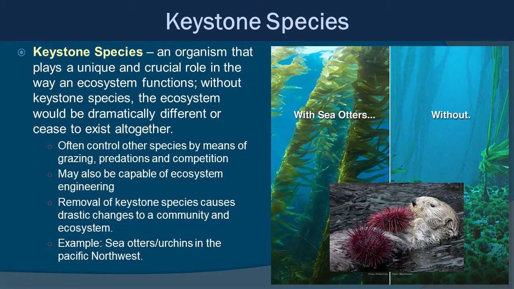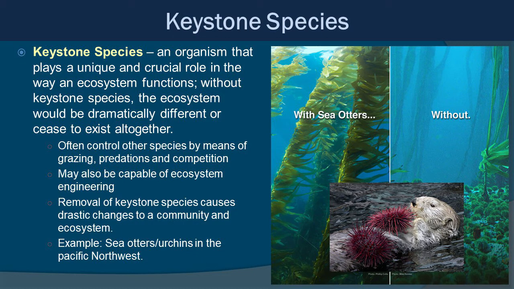So this brings us to the concept of keystone species, which is an organism that plays a unique and crucial role in the way an ecosystem functions. Without keystone species, the ecosystem would be dramatically different or cease to exist altogether. Keystone species will often control other species by means of grazing, predation, and competition. They may also be capable of ecosystem engineering, essentially creating a habitat, if you will. Removal of a keystone species usually causes dramatic changes to a community and an ecosystem.